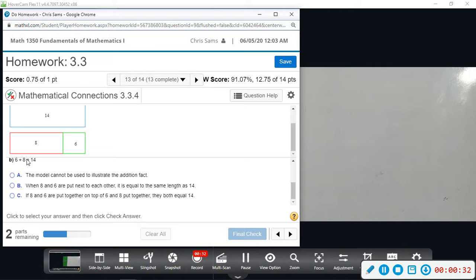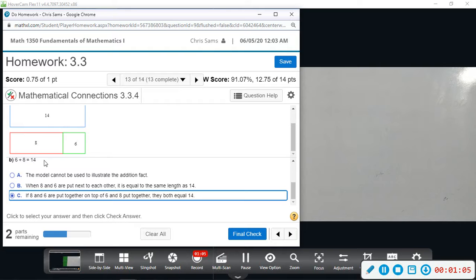Okay, B says 6 plus 8, so they've reversed the order. So we want to say, when 8 and 6 are put next to each other, nope. If 8 and 6 are put together on top of 6 and 8 put together, they equal 14. Yes. So that's kind of reversing the order. This one says the same as we did in part 1.